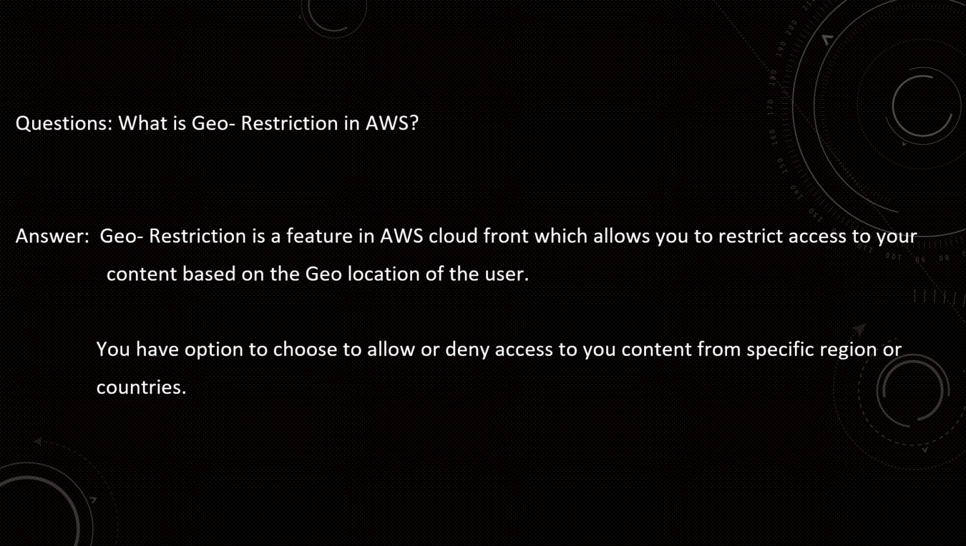What are geo restrictions in AWS? Geo restrictions is a feature in AWS CloudFront which allows you to restrict access to your content based on the geolocation of the user. You have options to allow or deny access to your content from specific regions or countries. For example, I'm from Asia, and I don't want to disclose my content in any regions, let's say Uganda or any other countries. So I can restrict my content by using the features available in CloudFront. So this is the benefit of geolocation.